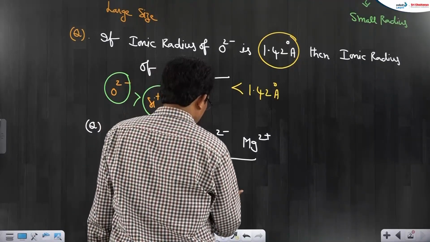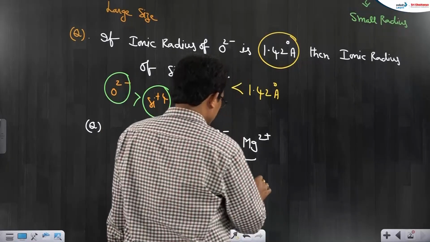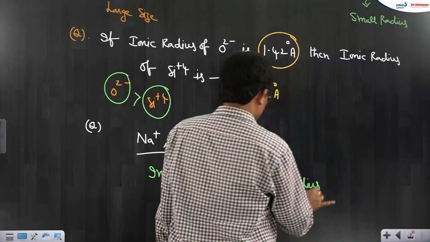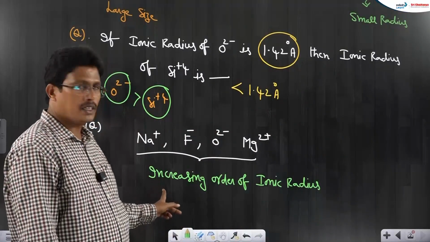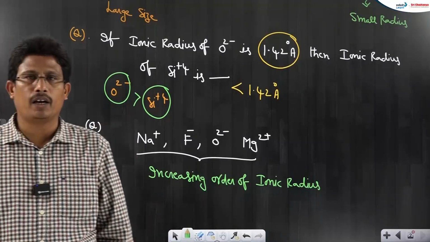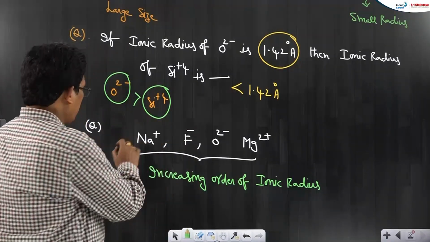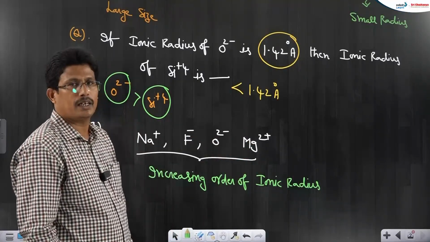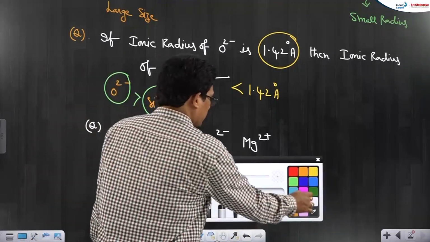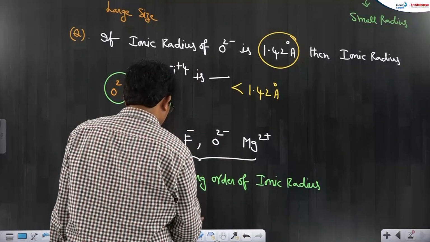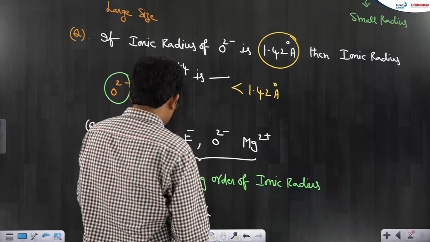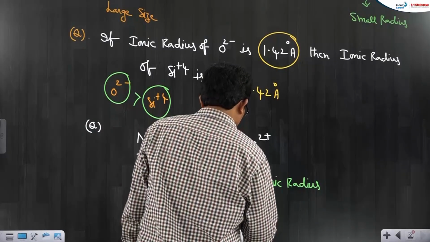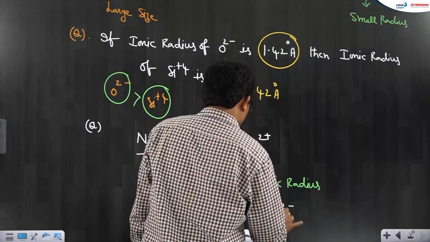Increasing order of ionic radius. Increasing order means from lower value to higher value. Among these, the ion with more positive charge has less radii. So Mg2+ has less radii. Mg2+ is less than Na+, less than F-, less than O2-.